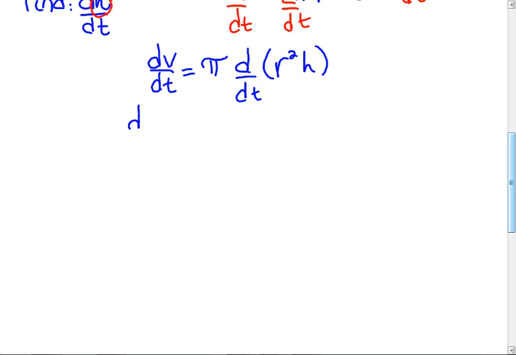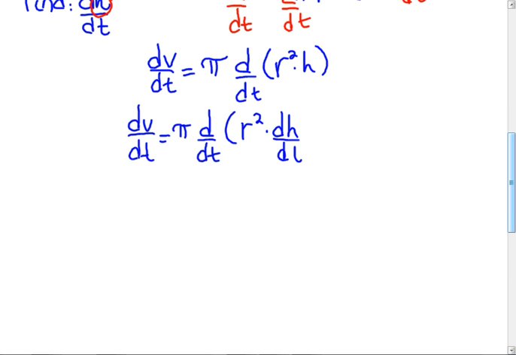So dV/dt. Now, r and h are both changing in time. What rule do you have to use? It's r squared times h. Can you take the derivative of r squared and then multiply it by the derivative of h? No. You have to use the product rule. So it's r squared times the derivative of h with respect to time plus h times the derivative of r squared, which is 2r times the derivative of r with respect to time.